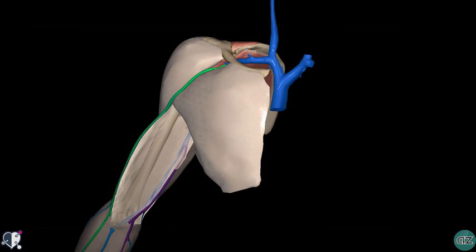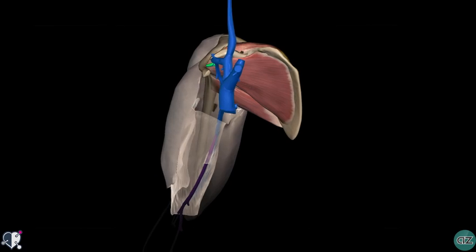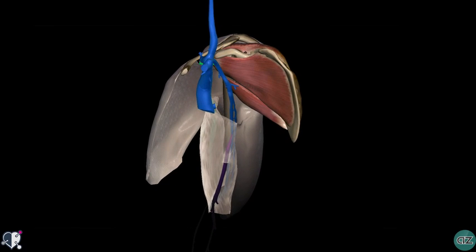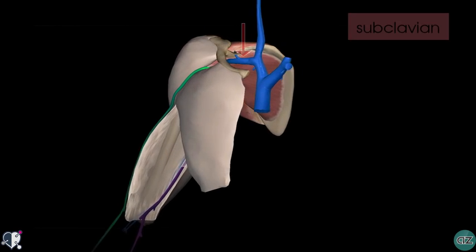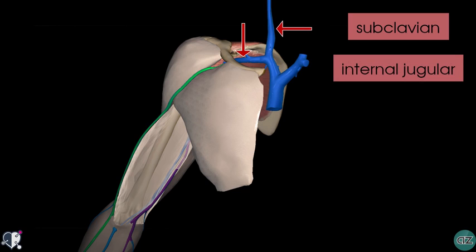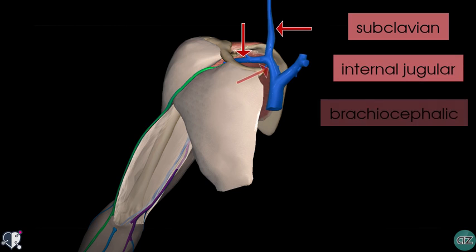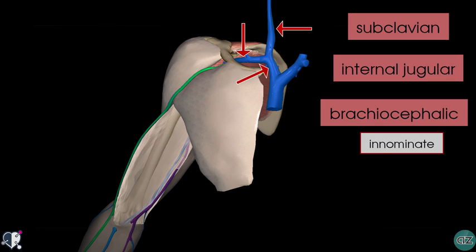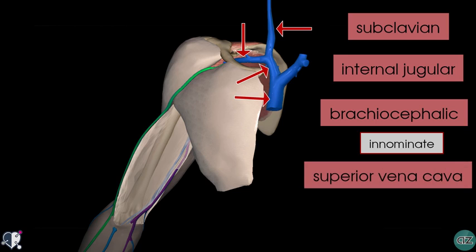As I mentioned before, the axillary vein is a continuation of the brachial vein after the point where the basilic vein drains into it. The axillary vein then becomes the subclavian vein, and the subclavian vein joins the internal jugular vein to drain into the brachiocephalic veins, which are also known as the innominate veins. And the innominate veins, or the right and left brachiocephalic veins, drain into the superior vena cava, which then drains into the right atrium of the heart.